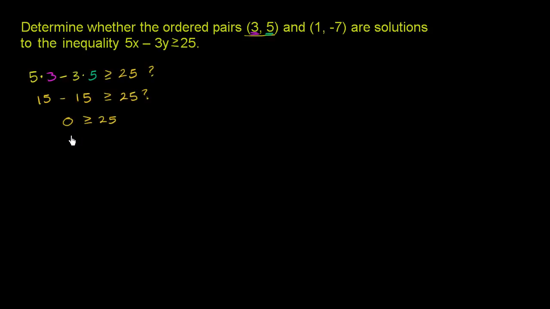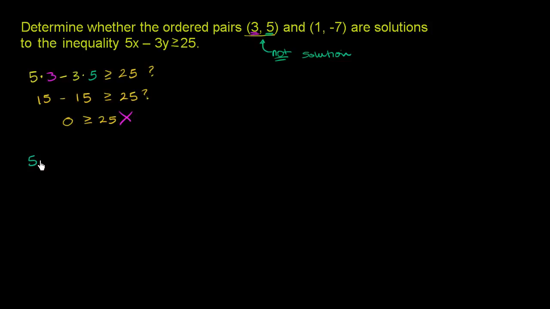This is not true. 0 is less than 25. So this ordered pair is not a solution to the inequality. You put in x is 3, y is 5, you get 0 is greater than or equal to 25, which is absolutely not true. Now let's try it with (1, -7).